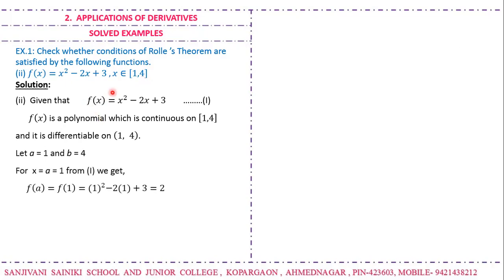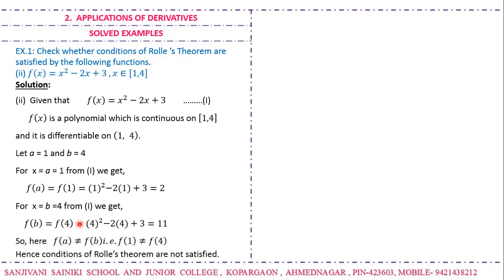So find the value at x is equal to a is equal to 1. So 1 square minus 2 times 1 plus 3 is equal to 2. Now put b is equal to 4 in the same function. 4 square minus 2 times 4 plus 3, that is equal to 11. So here the values of the function at the end points are different. F of a is not equal to f of b. That means f of 1 is not equal to f of 4. Hence the third condition fails.